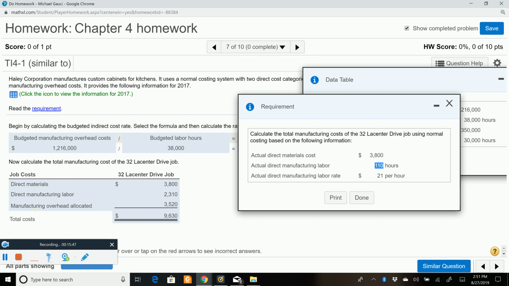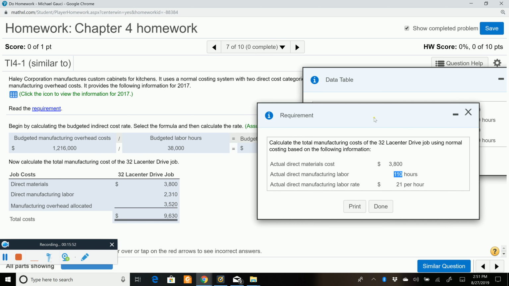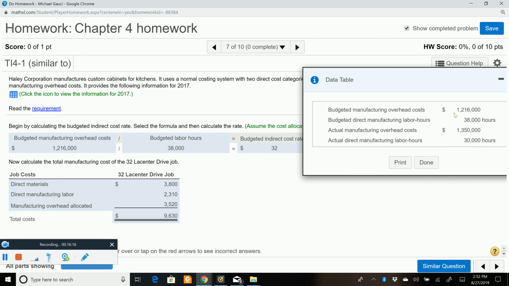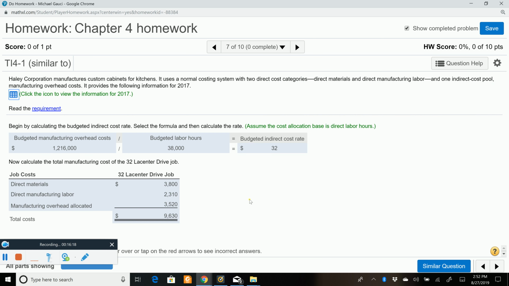And then, of course, your applied or allocated overhead, 3,520. Once again, remember, we calculated $32 is the predetermined overhead rate. If I take the $32 and multiply it by 110 direct labor hours, that's where you get the 3,520. So the total cost for this particular job is $9,630. Once again, direct materials, direct labor, and applied or allocated overhead.